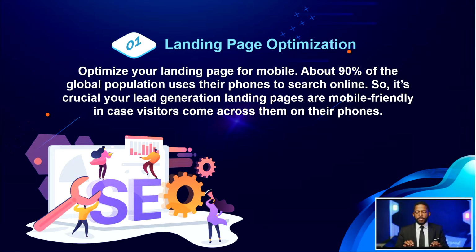responsive. About 90% of the global population uses their phones to search online. This is crucial because when people come to your website on their phones, you send a link to someone and they share your site and they're not able to see what you want them to see. Guess what? They're going to end up leaving.